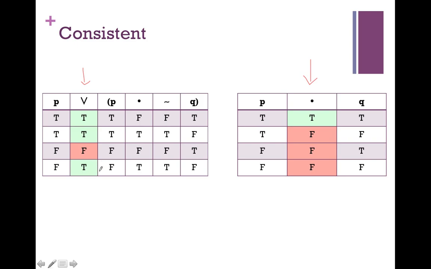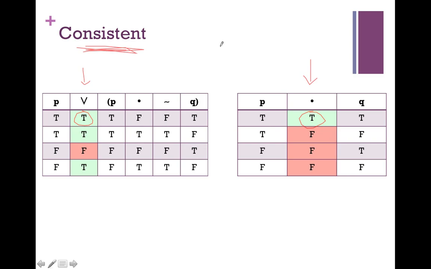For instance, in row 4, this proposition on the left is true, whereas this one is false. And in row 3, this one is false, and this one is false, so they're the same there. So they're different in 4, they're the same in 3, they're different in 2. But consistency is what we're interested in here, and they are consistent because of row number 1. This is what makes them consistent.